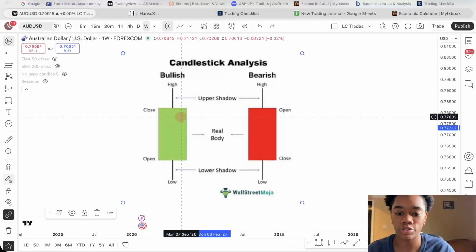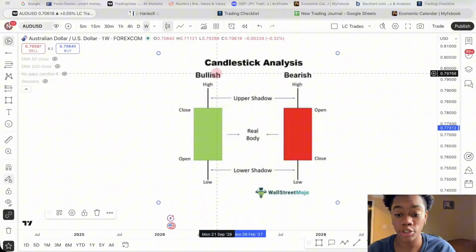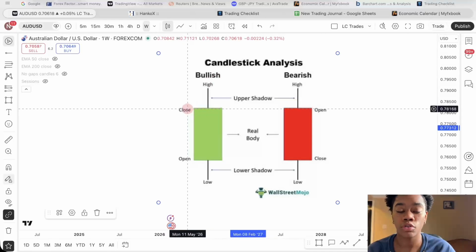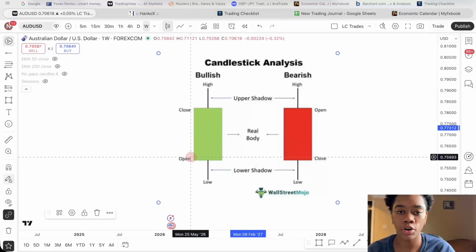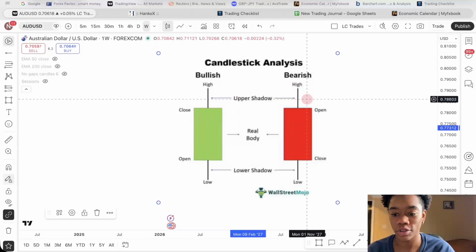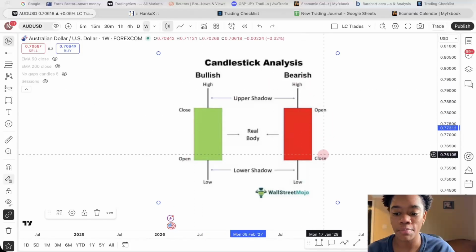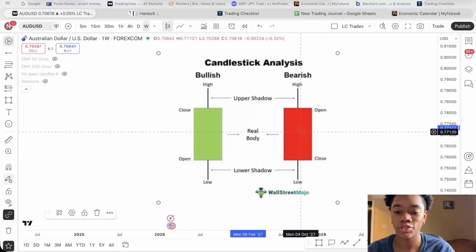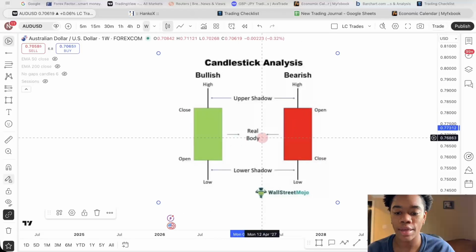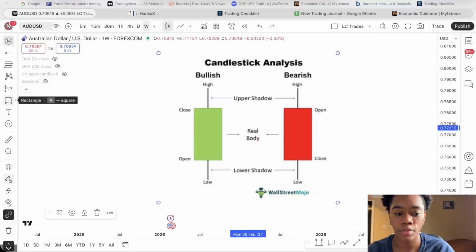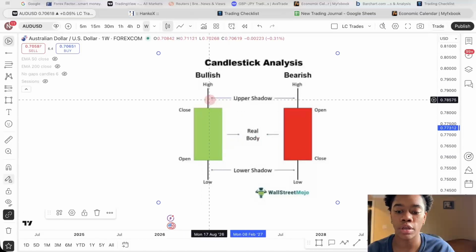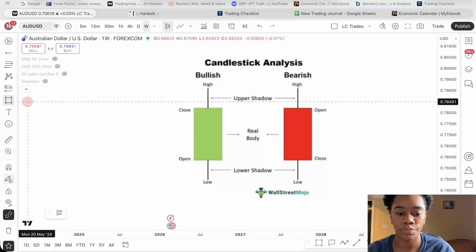So let's break this down a little simpler. For bullish candles, the close is always going to be above the open. Vice versa, for bearish candles, the open is always going to be above the close. So understanding that is understanding pretty much the difference between a bullish and a bearish candlestick. I'm going to show you guys exactly how they operate, and then we're going to break down exactly what the wicks and the body mean. So let me get a different tool right now.